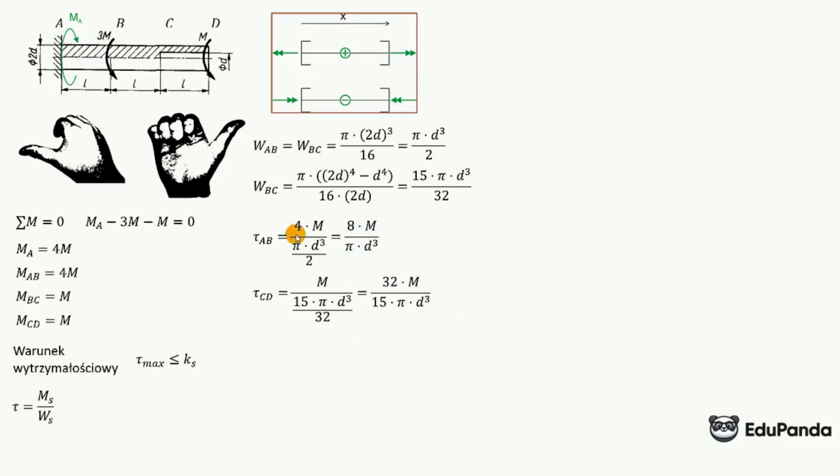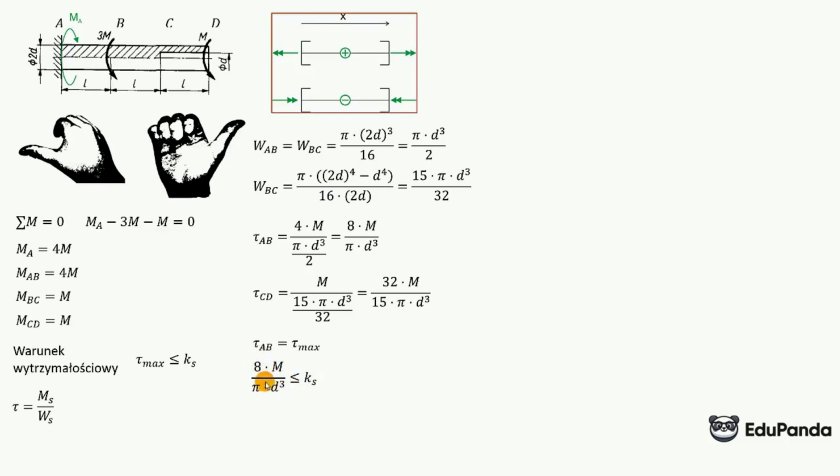And now these stresses from interval AB are to be less than or equal to torsional strength, because that's the strength condition. Here we are working with symbols. We have to calculate M; D is given and torsional strength is given. So this needs to be rearranged to calculate M. So we must multiply by the reciprocal of what's next to the moment, which is pi d cubed in the numerator, 8 in the denominator.